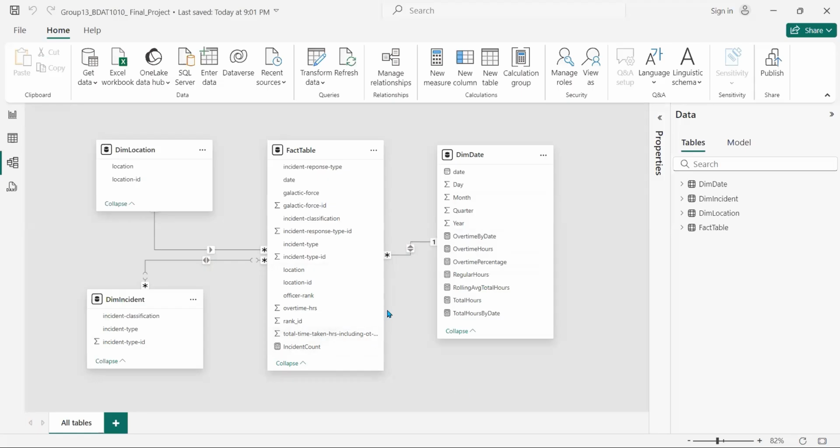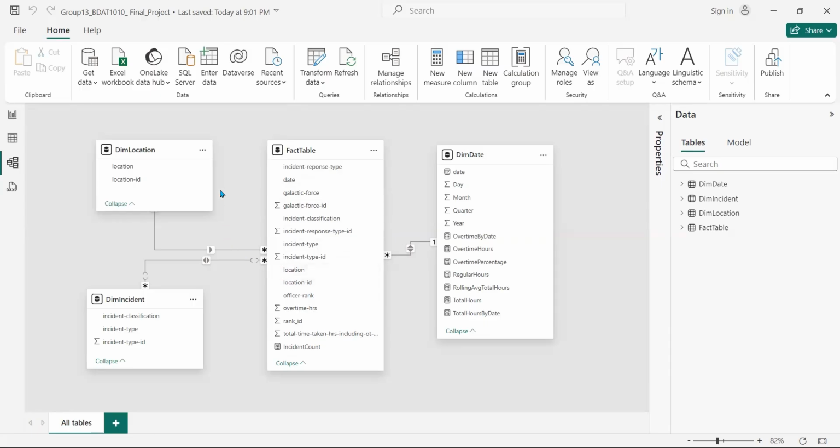We can see that this is the center table, which is a fact table, and it has key columns like incident response type, galactic force, and officer rank, and so on. It also has foreign keys like incident type ID, and it also has a date, which is a foreign key from the date dimension, and it has a location ID from the location dimension. So these are the foreign keys here.